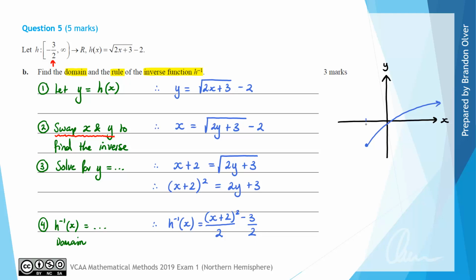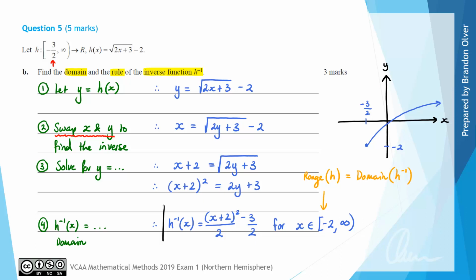We know that this would be minus 3 on 2, and that the y value of that endpoint would be minus 2. So from there, we can now see what the range of the original is, which is going to be the domain of the inverse. So we have h inverse of x as the rule just there, and then it's going to be for x an element of, minus 2 included to infinity. And again, that's because this here is the range of the original, so the range of h is equal to the domain of h inverse.